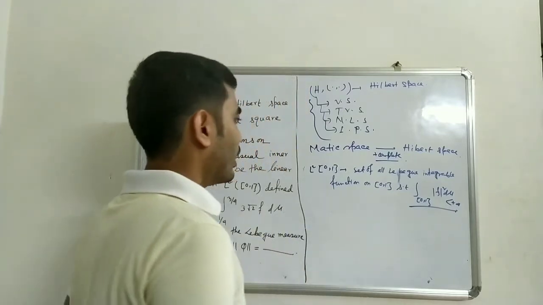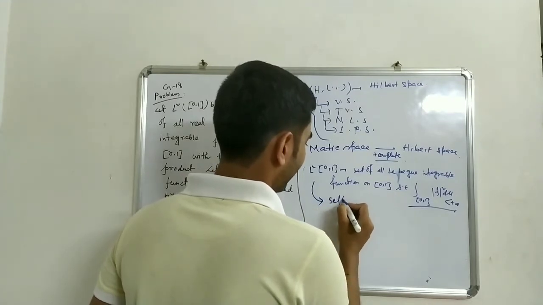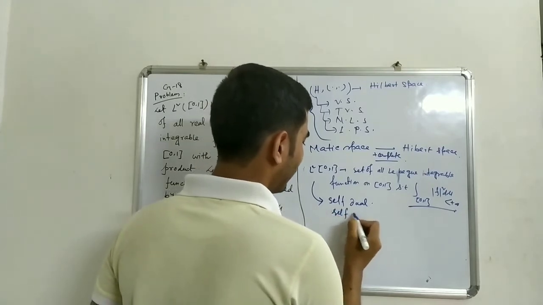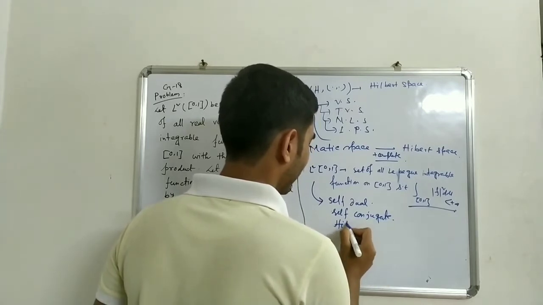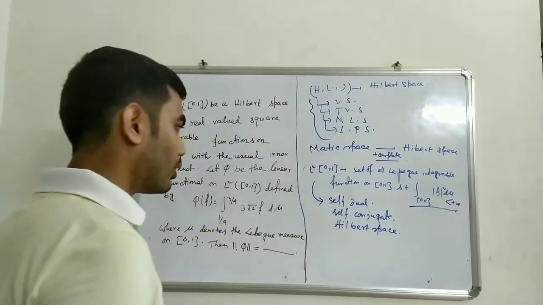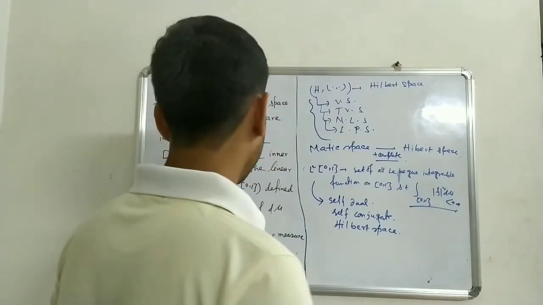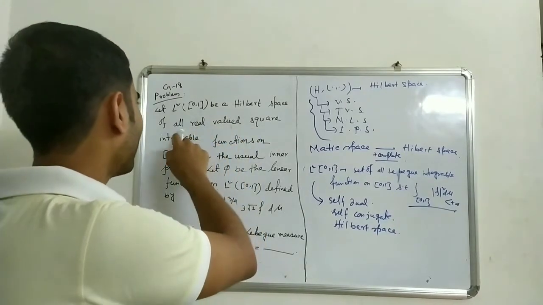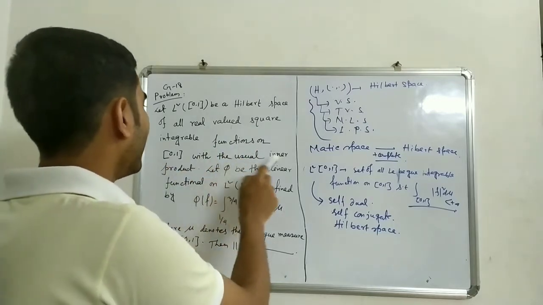Clear? This L2 closed interval 0, 1 is also called the self dual, and it is also called the self conjugate, and it is also called the Hilbert space. So L2 closed interval 0 and 1 is the Hilbert space of all real valued square integrable functions on closed interval 0, 1 with the usual inner product.